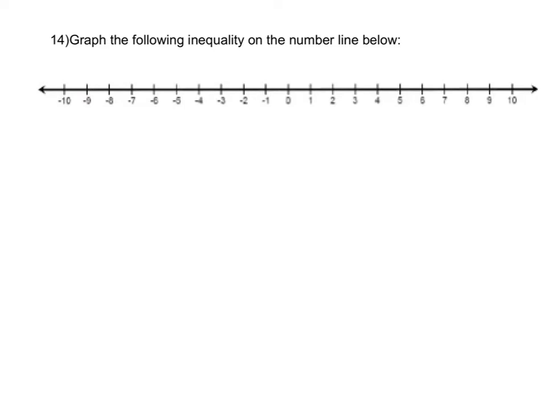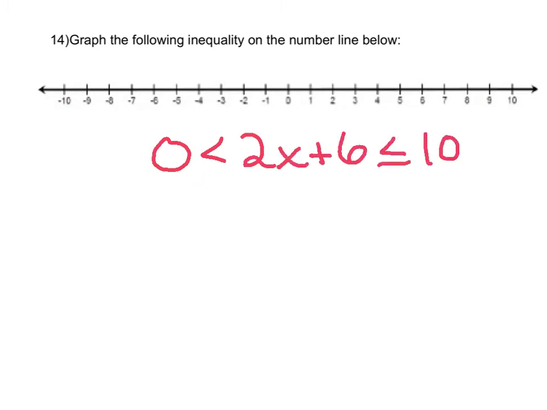Number 14 is very similar. We have 0 is less than 2x plus 6 is less than or equal to 10. Now, some of you may have been taught to write these as two separate inequalities, and some of you may have been taught to solve it all as one, looking at it as the two in one kind of inequality. I'm going to solve it the second way that I've described, and if you need me to show you how to separate them into two separate inequalities, you can come see me and I'll help you out with that. But basically, again, our goal is to get this x by itself.